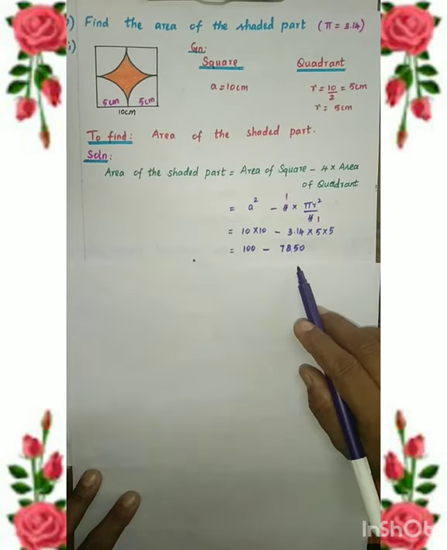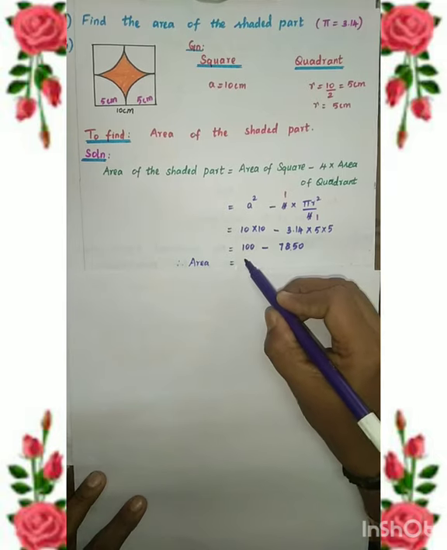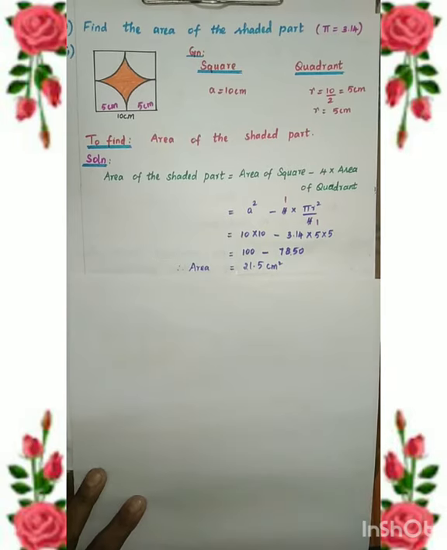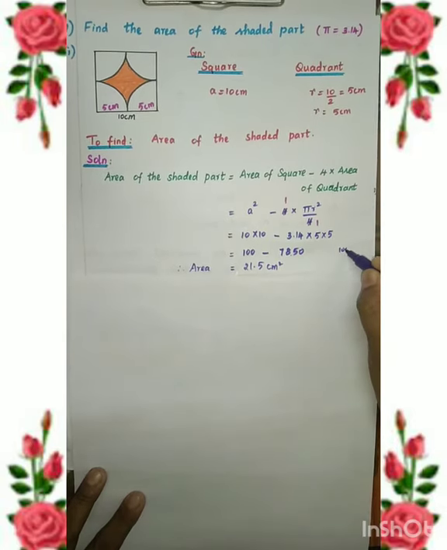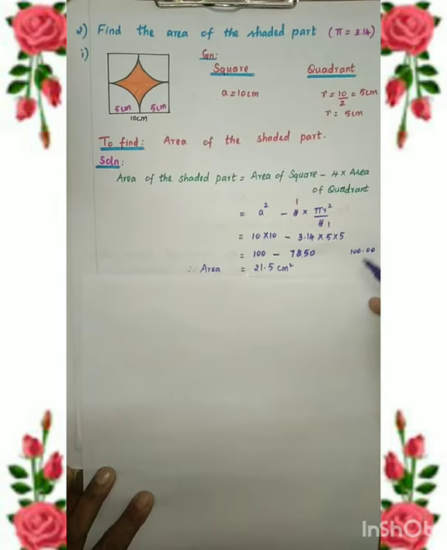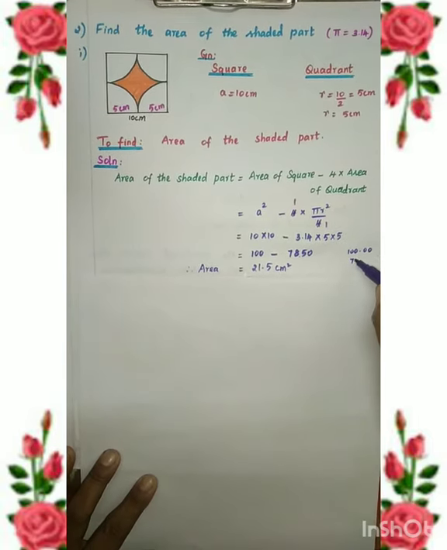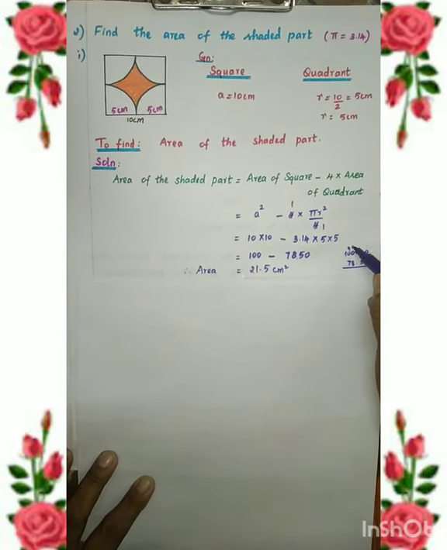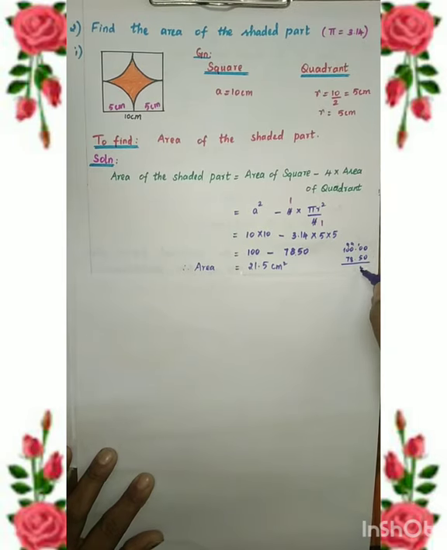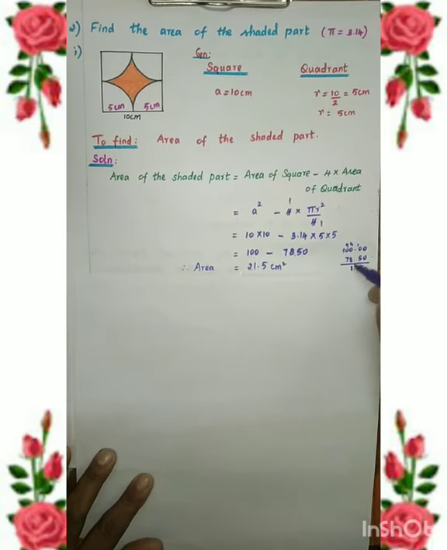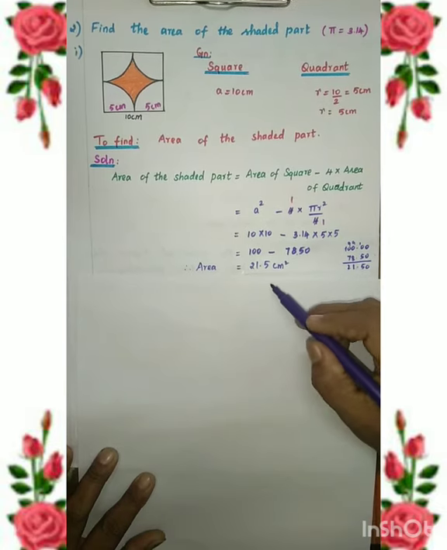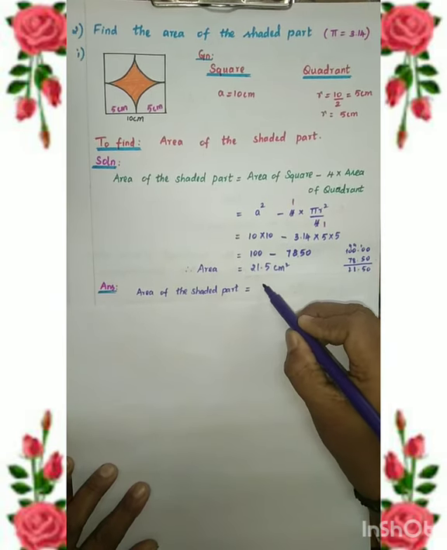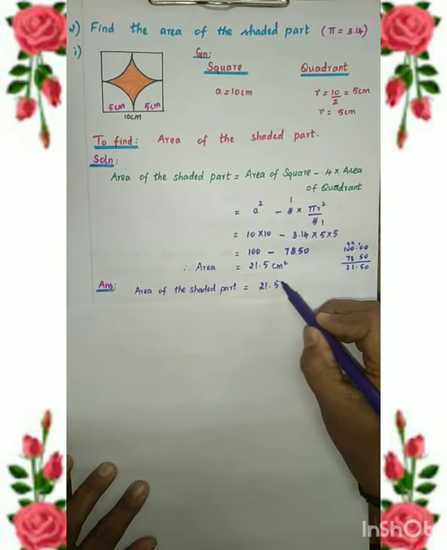When you are subtracting 100 minus 78.50, you can get 21.5 centimeter square. That is 100.00 then 78.50, then you can subtract. This will be 9 and 10. 10 minus 5 is 5. 9 minus 8 is 1. 9 minus 7 is 2. That is 21.5 centimeter square. Therefore, area of the shaded part is 21.5 centimeter square.